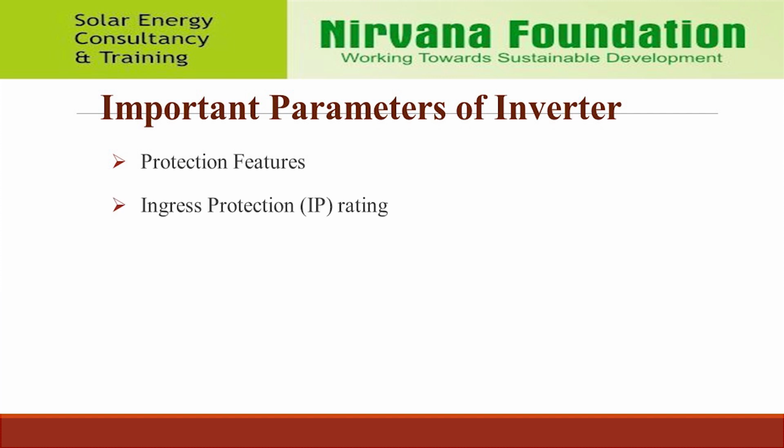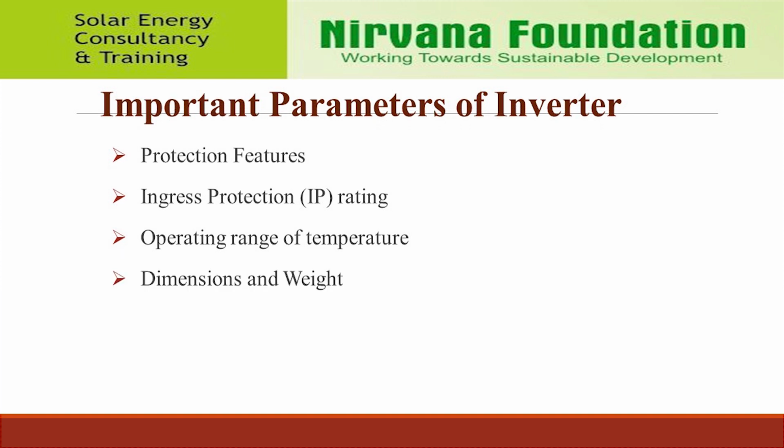Ingress protection, IP, rating. It's a degree of protection provided against the intrusion of solid objects, dust, and water in electrical enclosures. Operating range of temperature. PV panels are generally operated in the range between 15 degrees Celsius and 35 degrees Celsius. As the temperature of the solar panel increases, its output current increases exponentially while the voltage reduces linearly. Standard operating temperature of a PV panel is 25 degrees Celsius. Dimensions and weight. Dimensions of a panel depend on the wattage of the panel.